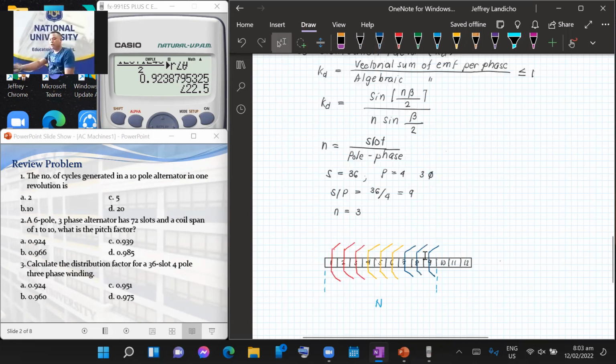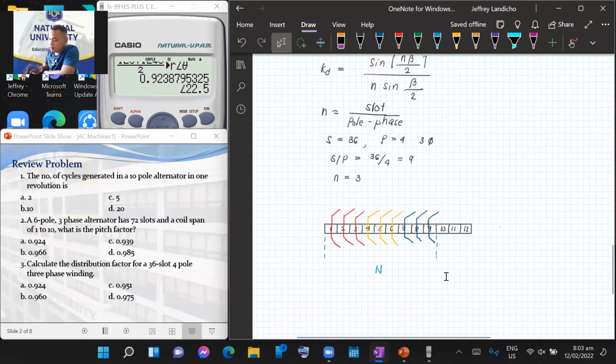Okay? So yun ang ibig sabihin nitong N is equal to 3. So sa isang whole pitch, equally distributed yung slots na yan dun sa ating tatlong phases. So kung tatlong coil or tatlong slots for phase A, so dapat tatlong slots din para kay phase B. Then you have 3 slots also for phase C, RYB. So red, yellow, and blue. So that is also color coding for line A or phase A, B, and C.